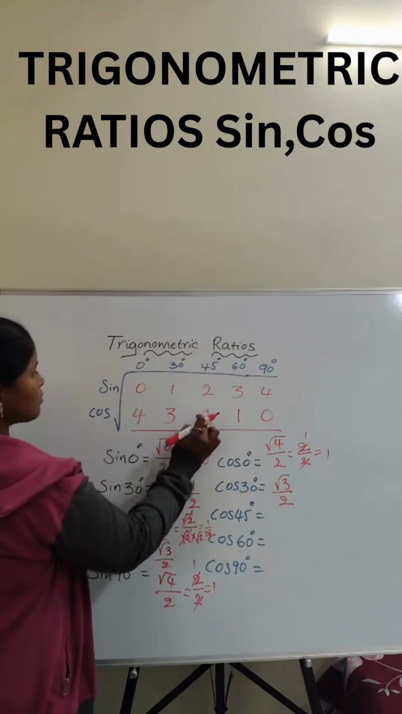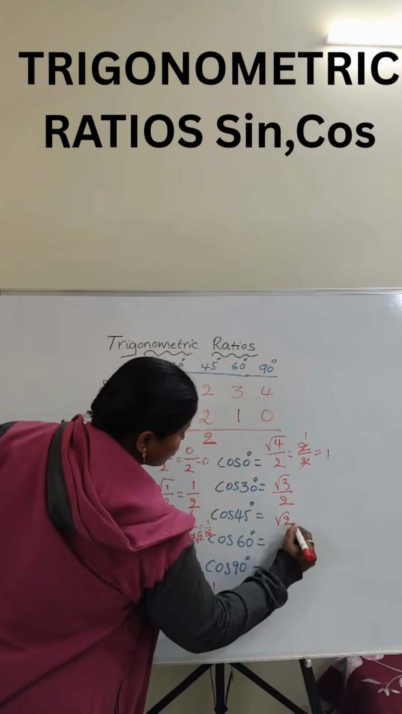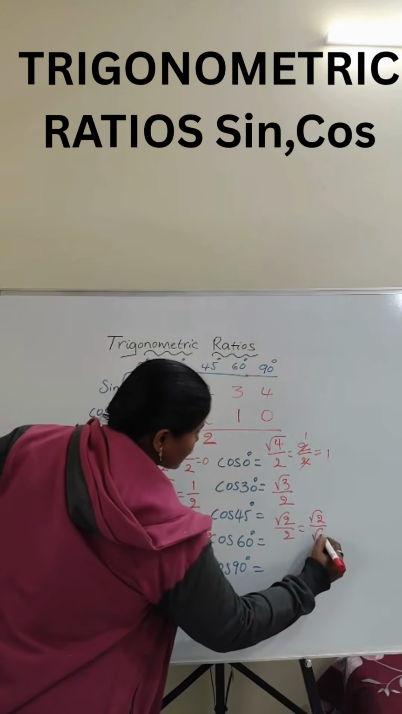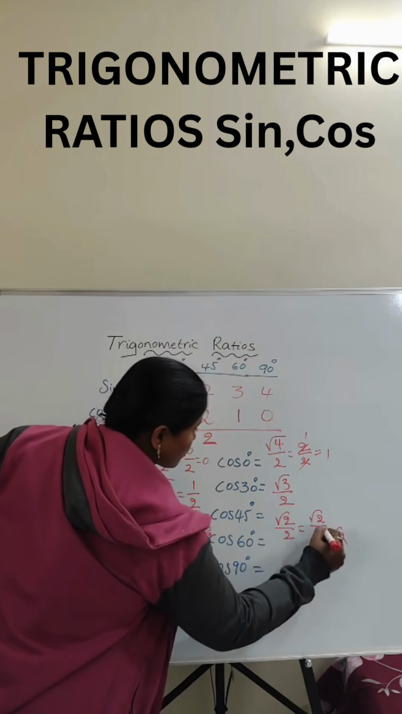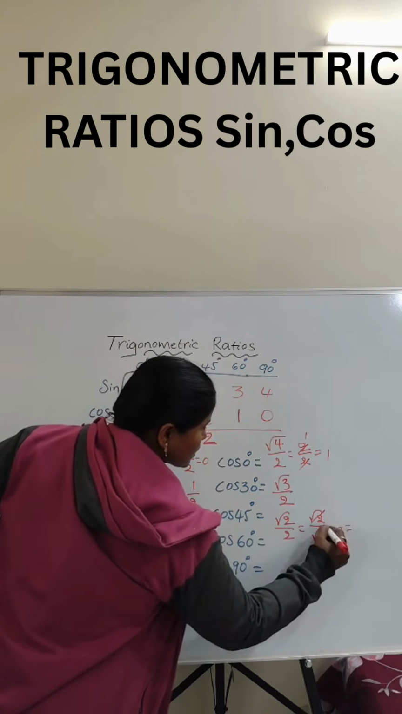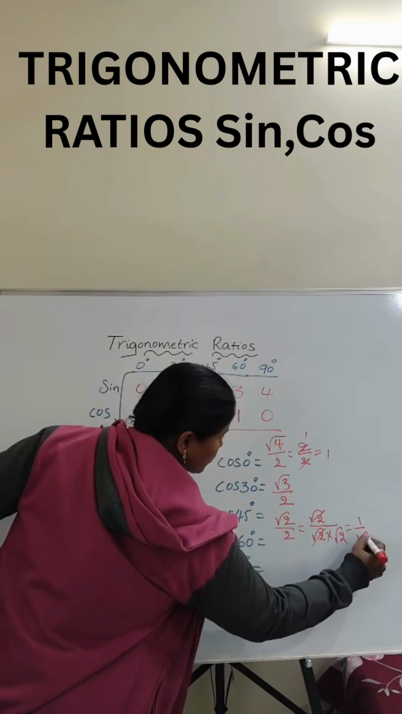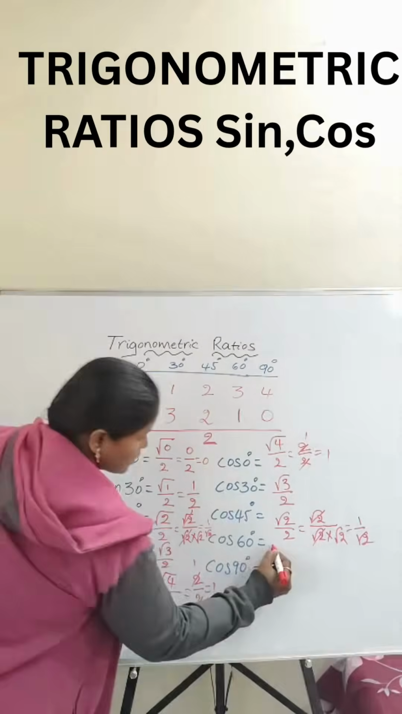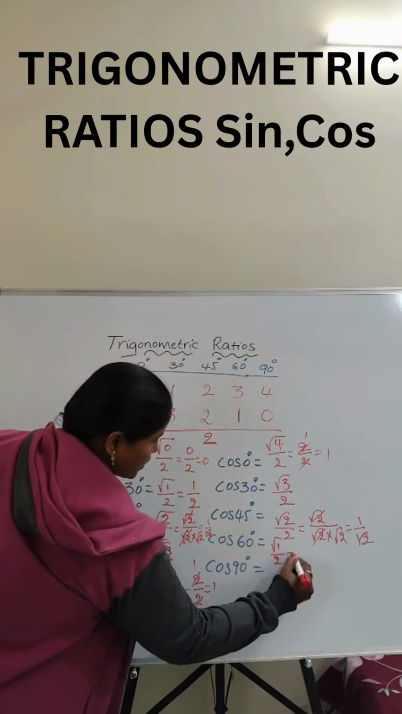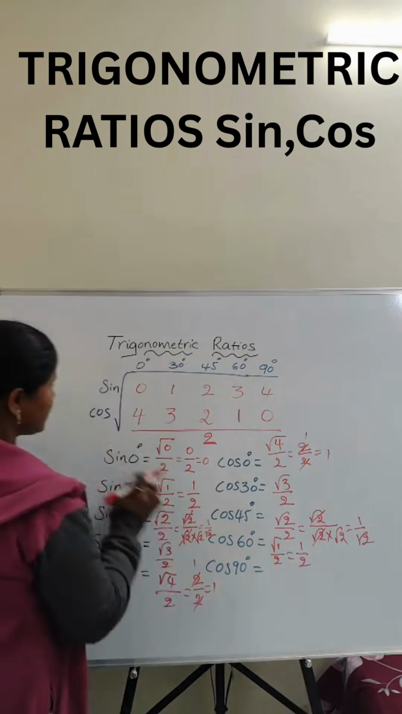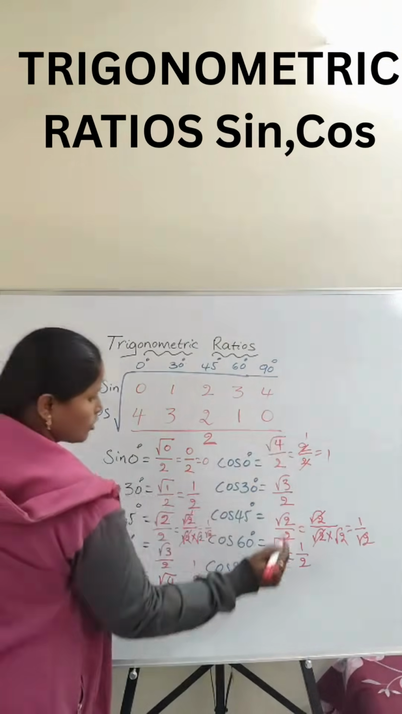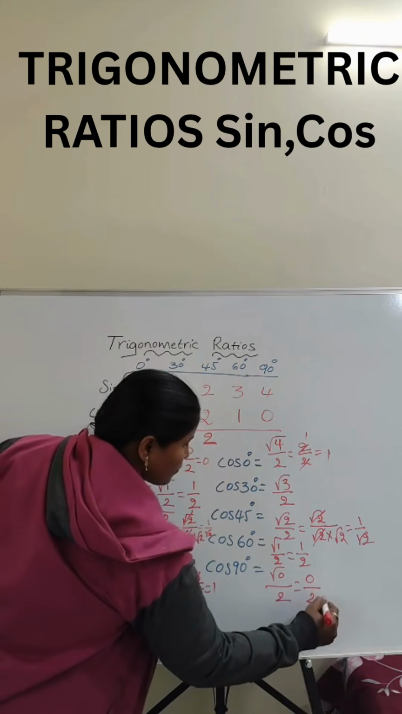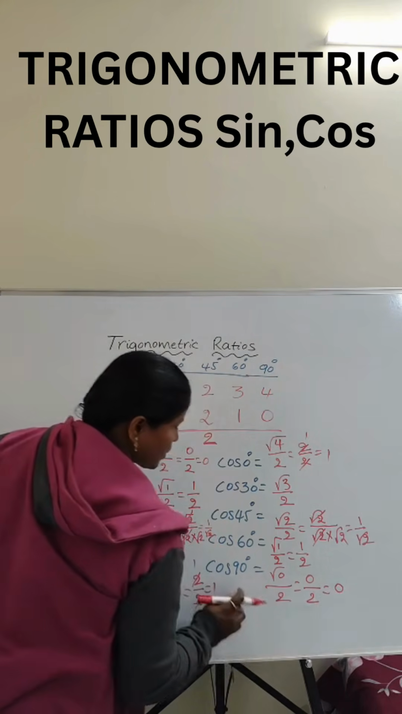Cos 45 degrees means root 2, so root 2 by 2, which we can write as root 2 by root 2 into root 2. Root 2 gets cancelled, which is equal to 1 by root 2. Next, cos 60 degrees. Cos 60 degrees is 1, which means root 1 by 2, which is equal to 1 by 2. Cos 90 degrees is 0, so root 0 by 2, which is equal to 0 by 2, which is equal to 0. Cos 90 is 0.